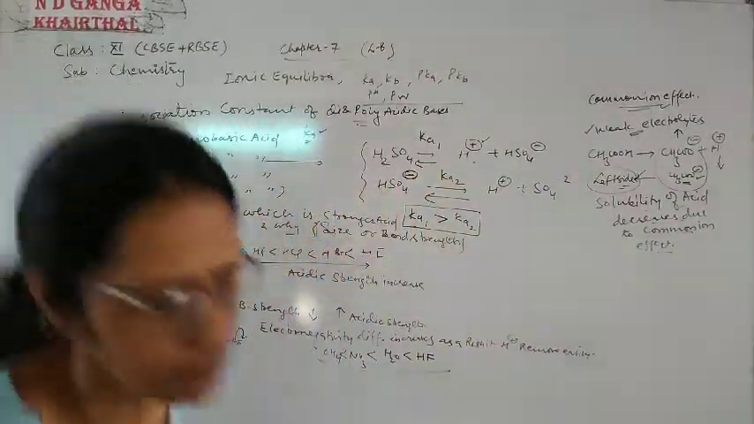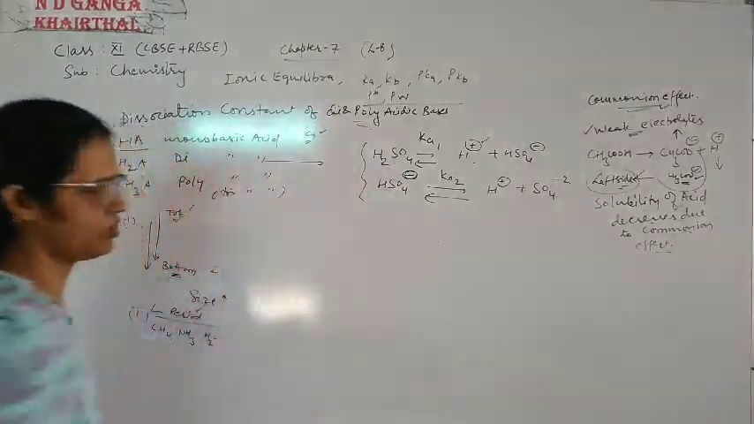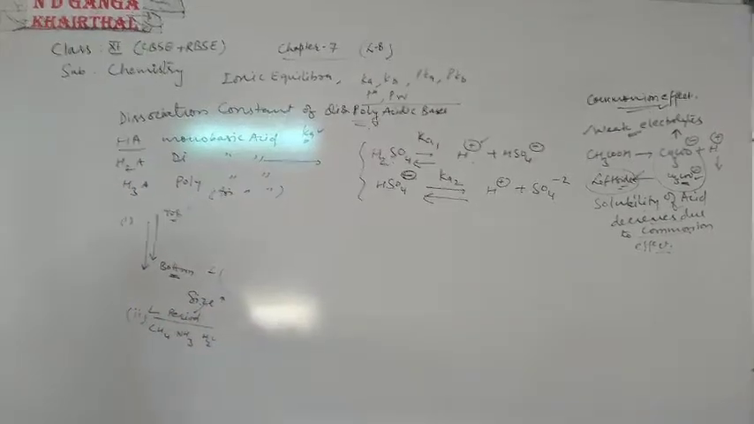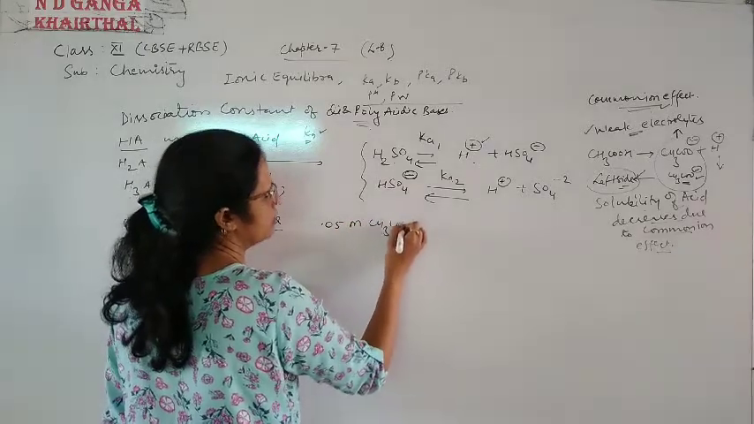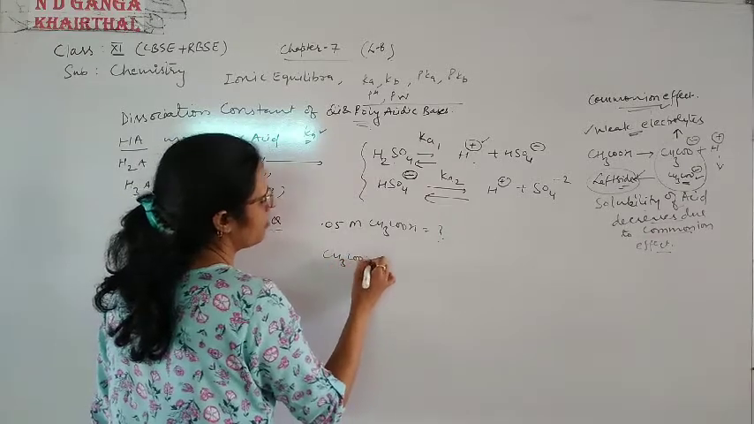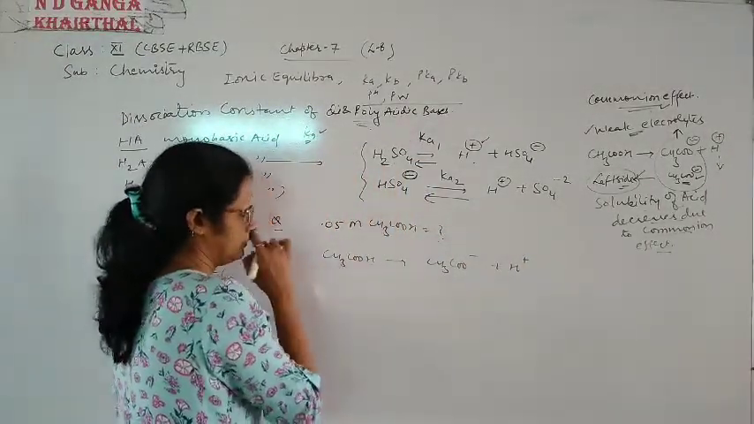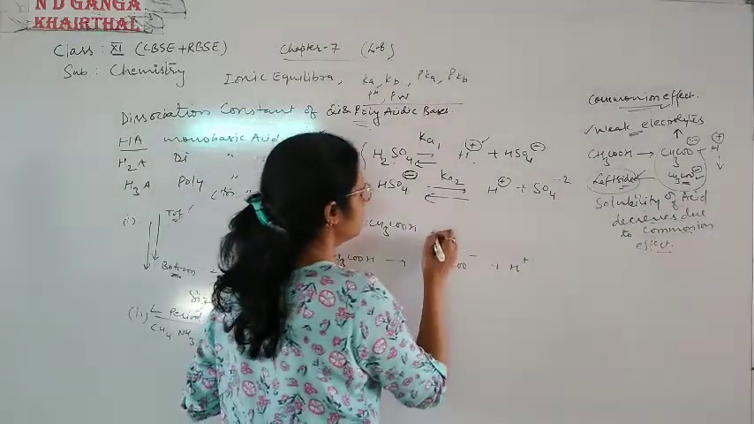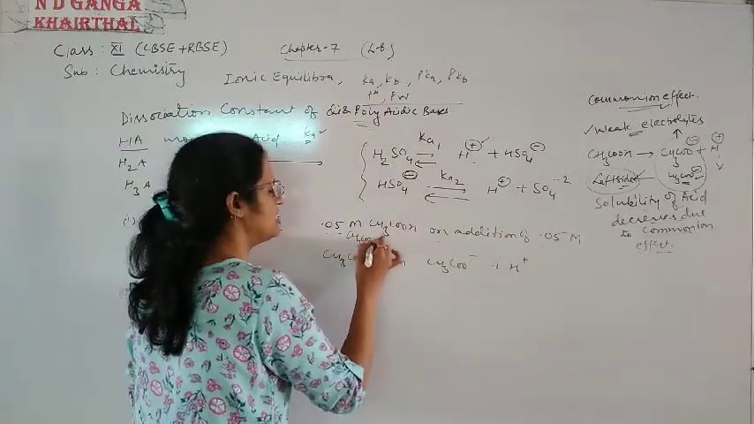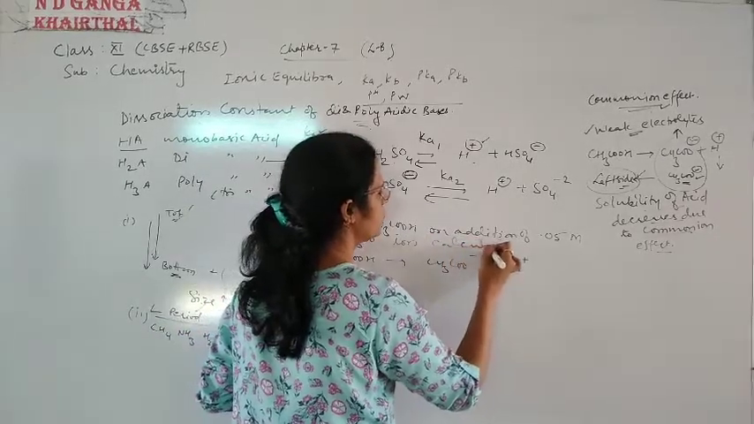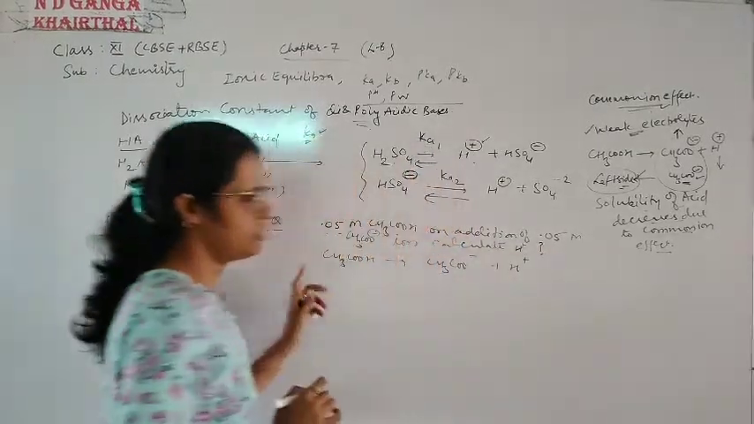For example, if we have an acid, 0.05 M acetic acid, the question is: 0.05 M acetic acid, on addition of 0.05 M acetate ion, calculate the H ion concentration. Okay? Then how will you solve this?